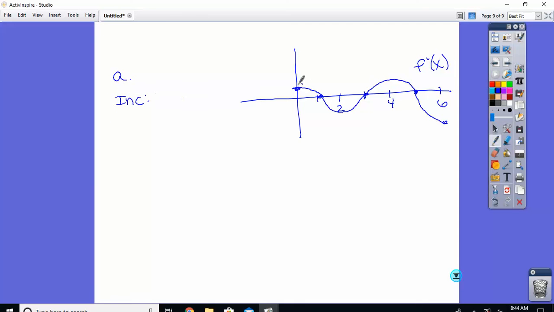So it has to be increasing from 0 to 1 and 3 to 5, because that's where the derivative is positive. Decreasing would be when the derivative is negative, which is from 1 to 3 and 5 to 6. Does that make sense to everyone?